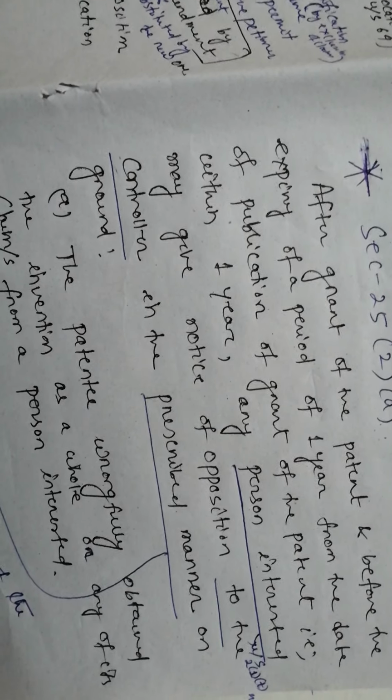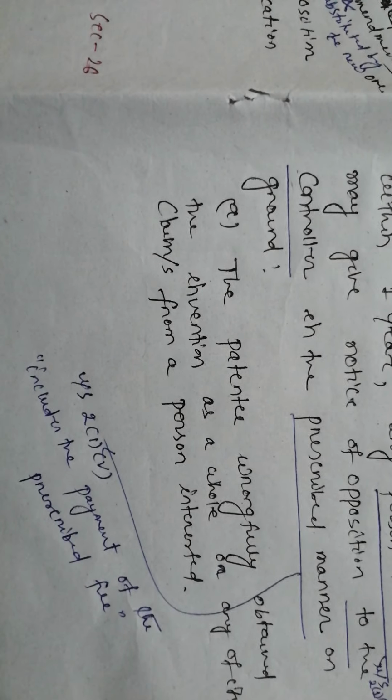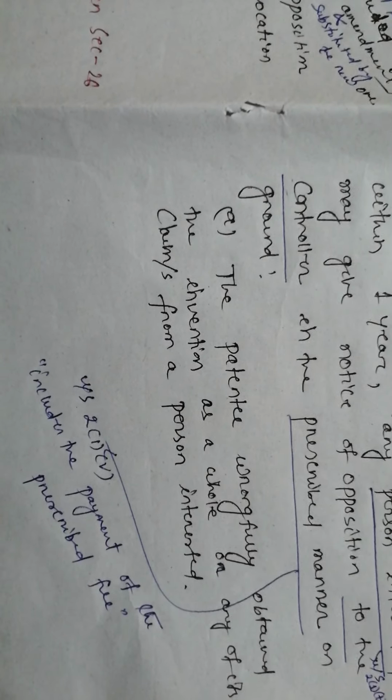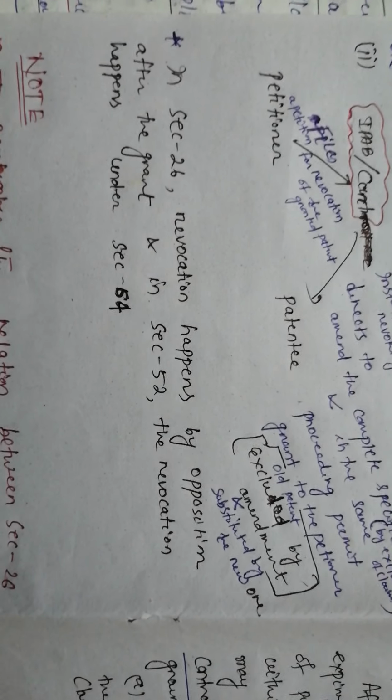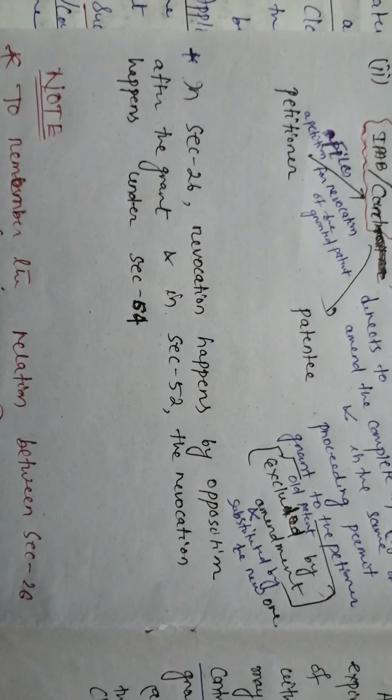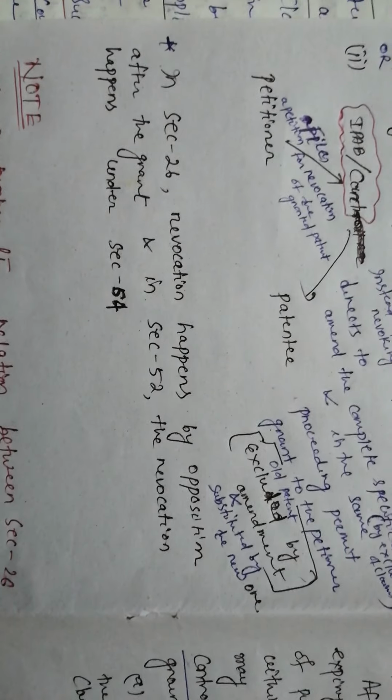So for the definition of person interested, we can go to Section 2(1)(t) of the Patents Act, and for the prescribed manner, we can go to Section 2(1)(v), which includes the payment of the prescribed fee. These things I have given only for knowledge, so that you can correlate more easily. Fine. Next, what I will say, in Section 26, revocation happens by opposition after the grant. That means post grant opposition takes place. And in Section 52, the revocation happens under Section 64(1)(c).